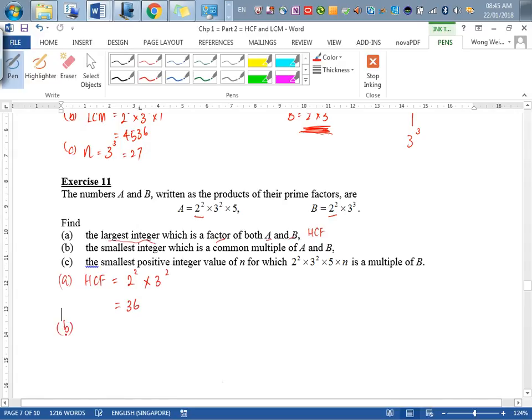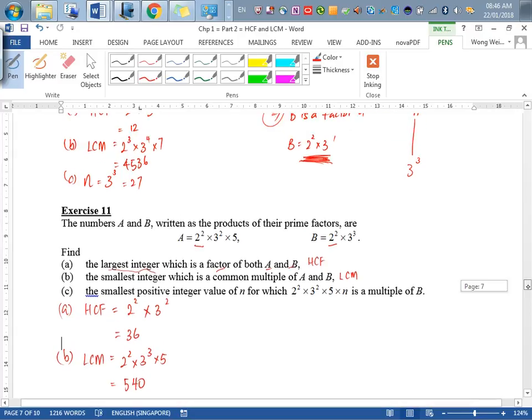Part B. Find the smallest integer which is a common multiple of A and B. This gives us the LCM. In LCM, we want to have all the factors. And this is what we should have. 2 square times 3 cube times 5. So this will be 540. Do you all get this?